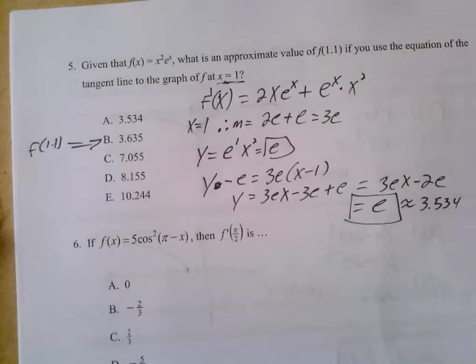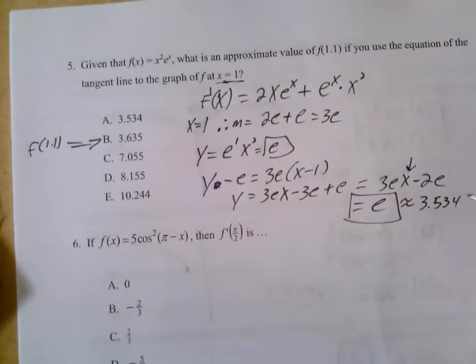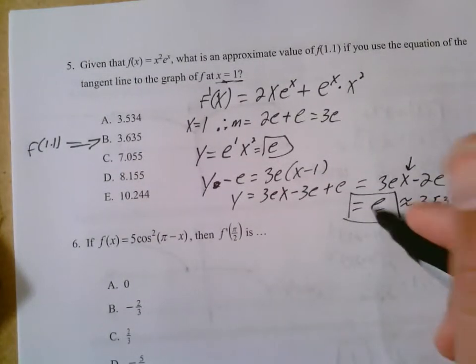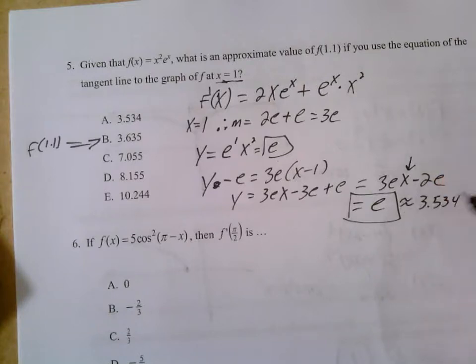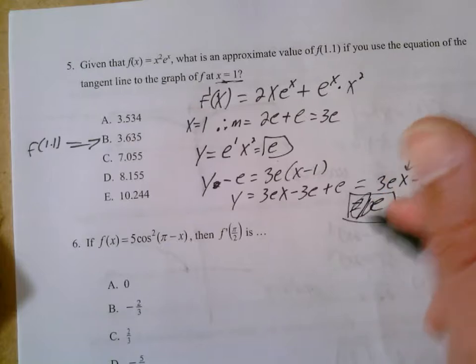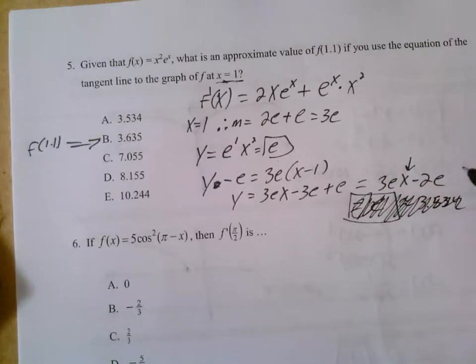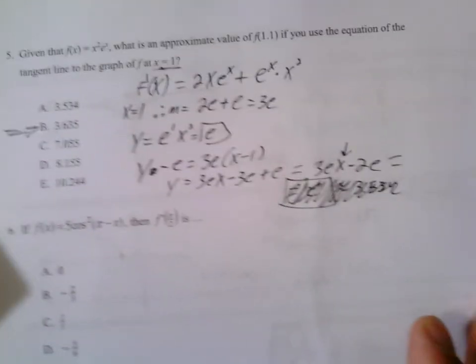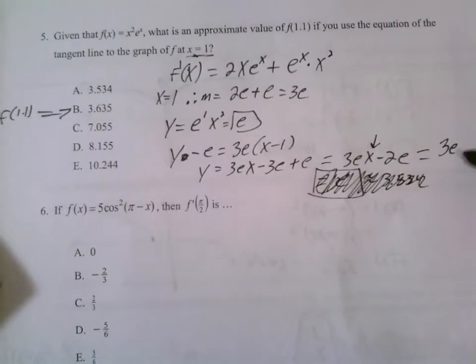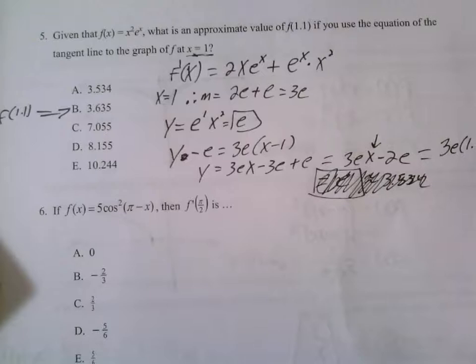Oh, I'm sorry, I put 1 in for x. I did it again. Alright, so it's 3e to the x. Shoot. That's what happens when I hurry, because I've already done this once. 3e to the x times 1.1 minus 2e. Now let's try it again.